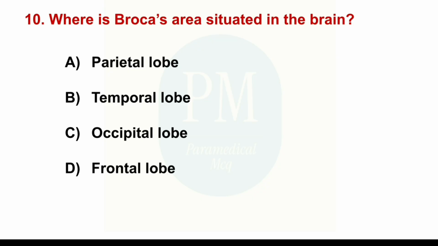Where is Broca's area situated in the brain? Option A. Parietal lobe. Option B. Temporal lobe. Option C. Occipital lobe. Option D. Frontal lobe. The correct option is option D. Frontal lobe.